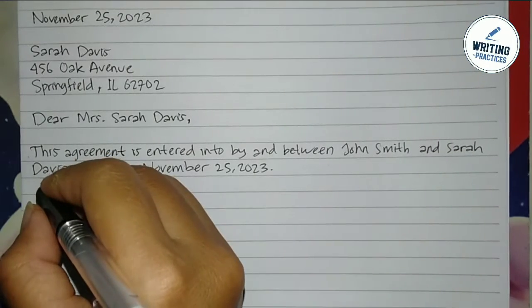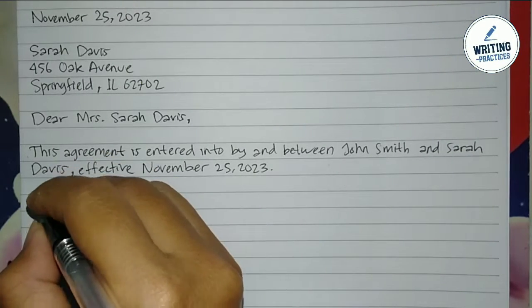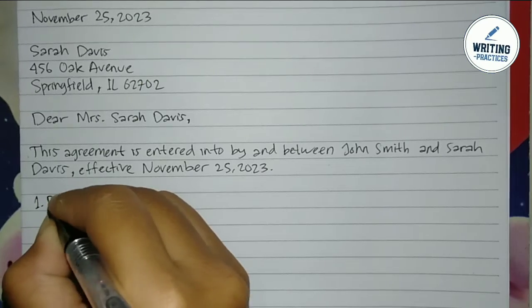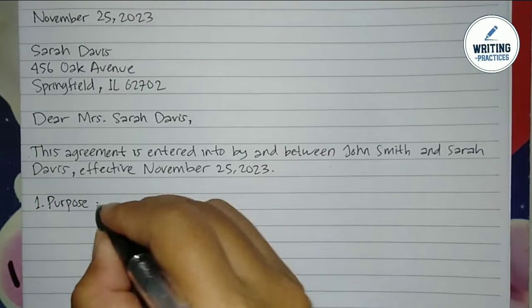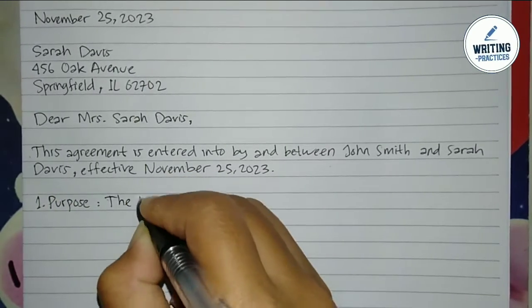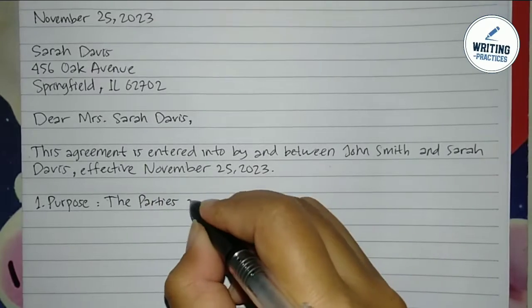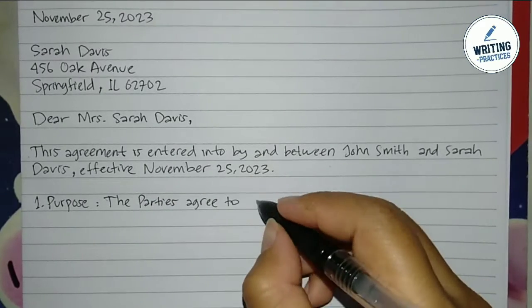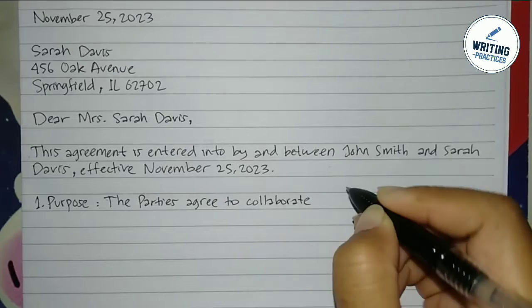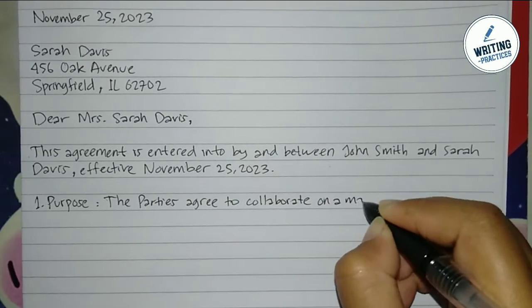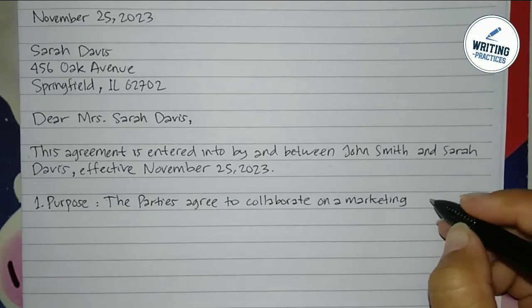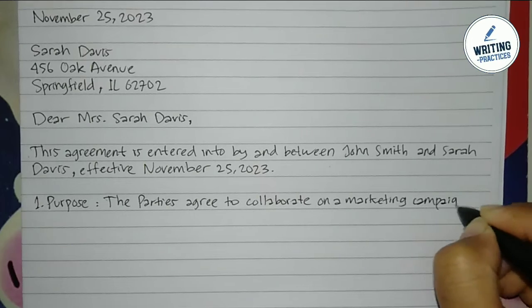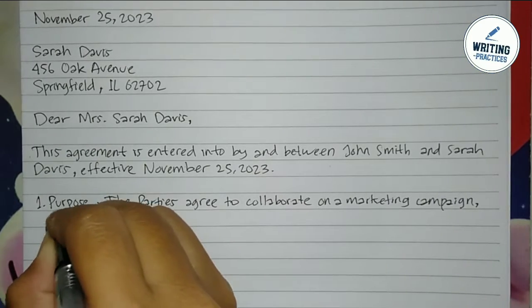And then, for the body paragraphs, you can provide a detailed description of the terms and conditions of the agreement. When you write it, you have to be specific and include all relevant information. They are such as names of parties involved, key dates, obligations, responsibilities, payment terms, and any other important details. So, this is the example.